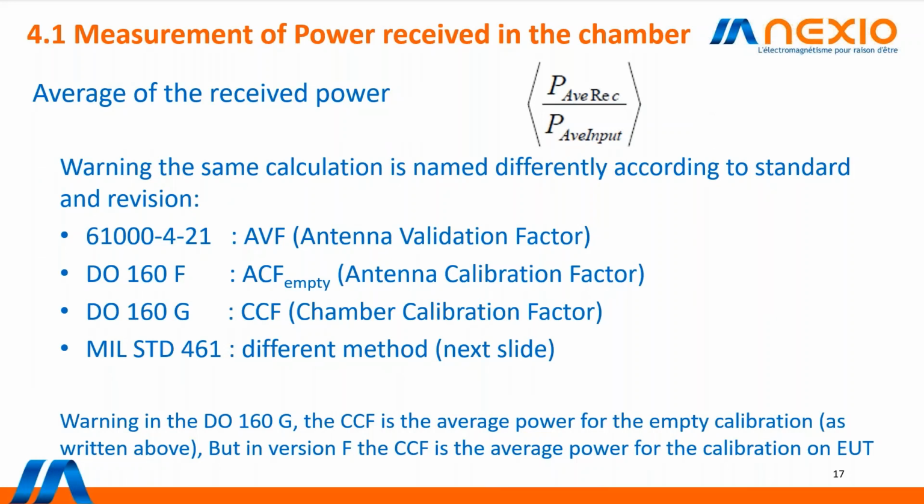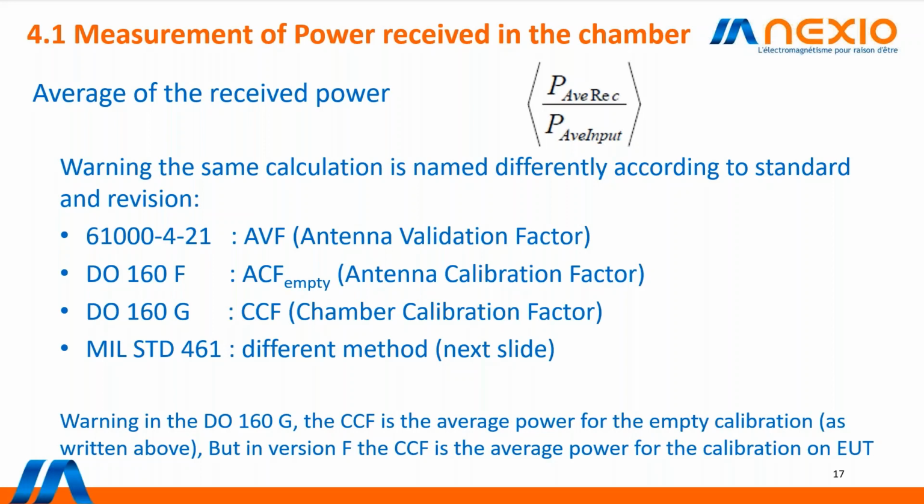So as we just said, there are different names depending on the standards and the revision. For example, for the 61000-4-21, it's called antenna validation factor, AVF. But for the DO160F, it's called ACF-MT, antenna calibration factor. But for the same standard with a different revision, for the G, it's CCF, chamber calibration factor.